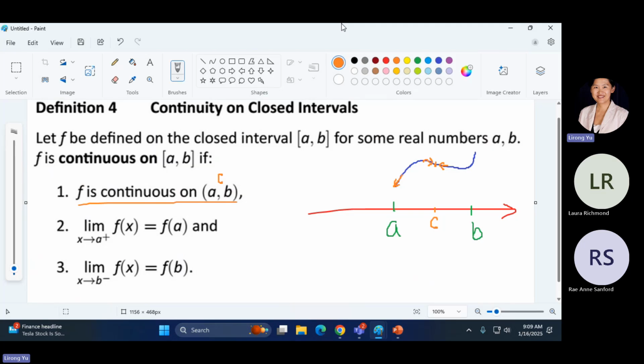Any questions? So we have to specifically talk about A and B because A and B do not have a two-sided limit. They only have one-sided limits. So A and B have to be taken out and we specifically talk about the condition for continuity. You can call that one-sided continuity: at A, it's continuous from the right, but not on the left. At B, it's continuous from the left, but maybe not on the right, but we're just talking about this particular interval. So this is the definition for continuity on a closed interval.